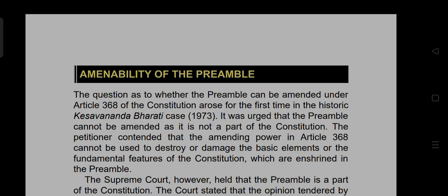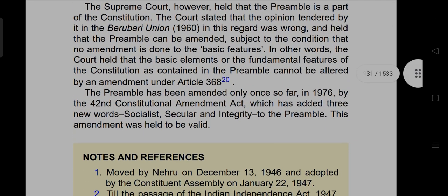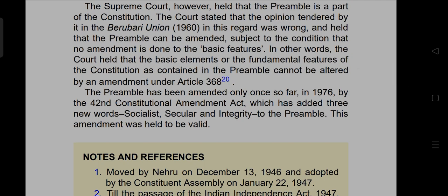The Supreme Court, however, held that the preamble is a part of the Constitution. The court stated that the opinion tendered by it in the Berubari Union 1960 case in this regard was wrong and held that the preamble can be amended, subject to the condition that no amendment is done to the basic features. In other words, the court held that the basic element or the fundamental feature of the Constitution as contained in the preamble cannot be altered by amendment under Article 368.